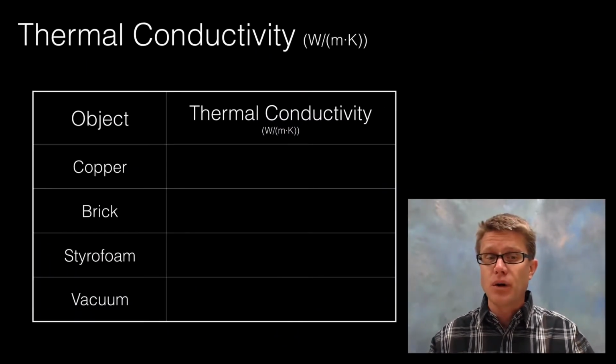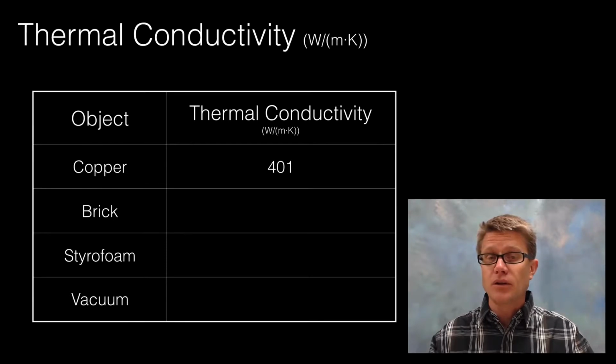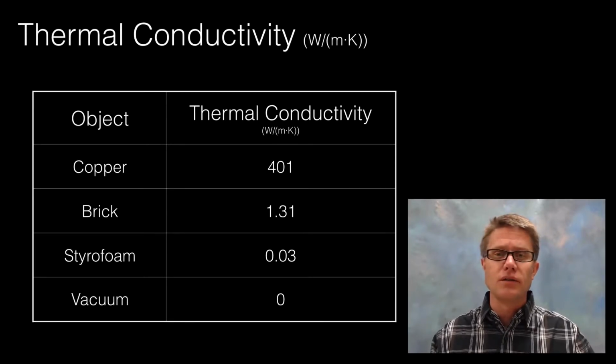And so if we were to look at a few objects, copper, which is a good conductor of electricity, is also a good conductor of heat. And so we would say it has a value of 401 watts per meter Kelvin. If we were to look at something like brick, it's going to have lower thermal conductivity. Styrofoam would have really low, and so it's a fractional amount. And then a vacuum would have zero thermal conductivity. We shouldn't be able to move heat through a vacuum.